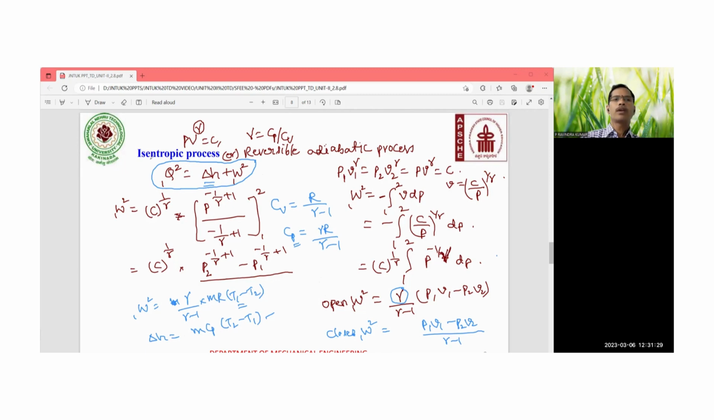Isentropic means entropy remains constant. That is something the student has to understand. And drawing the PV plane is also important, so you should not forget that.